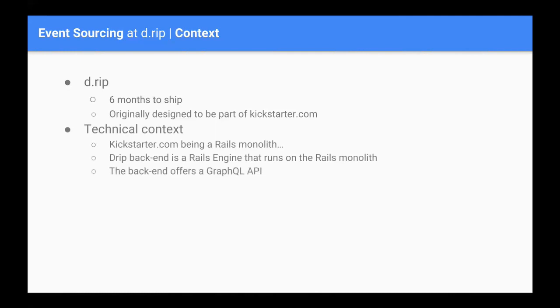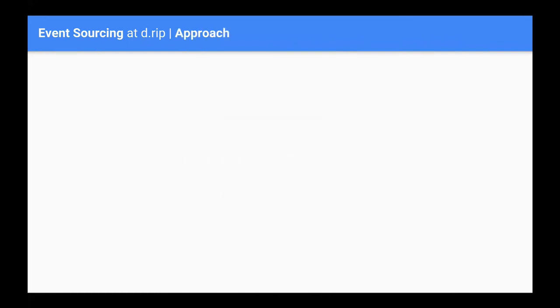And it's been decided that the backend, the Rails app, would basically just be a backend that would offer a GraphQL API, and that some fine folks would work on the client side, so both iOS, Android, and React Apollo, and all that goodness. The approach.